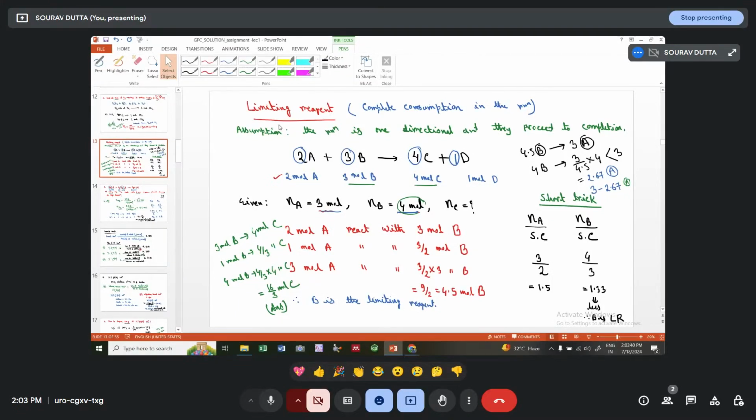So between different types of reactants or reagents, which one is the limiting reagent? There is an assumption that the reaction is one directional and proceeds to completion.